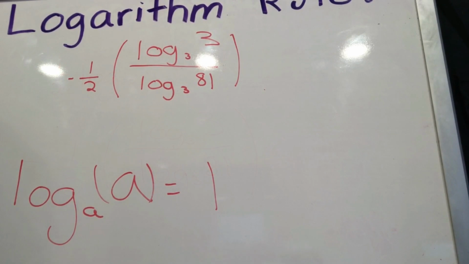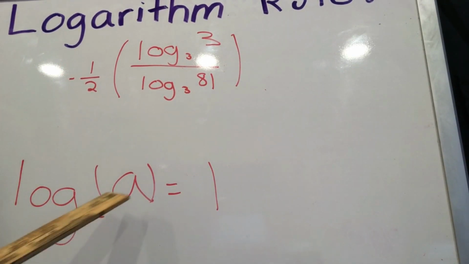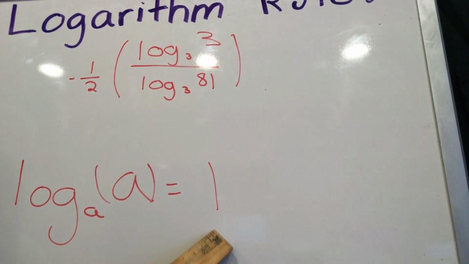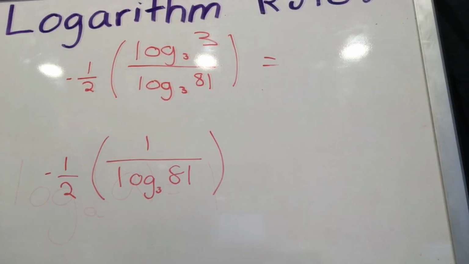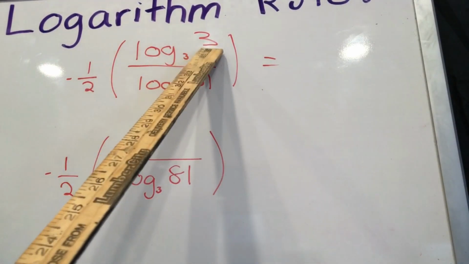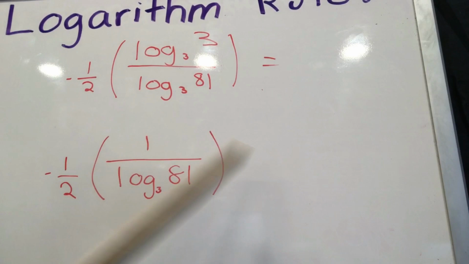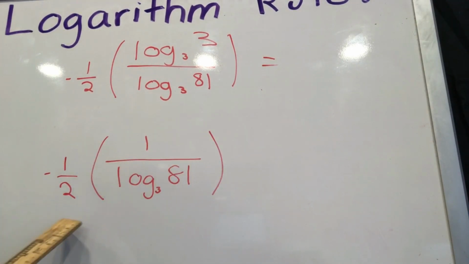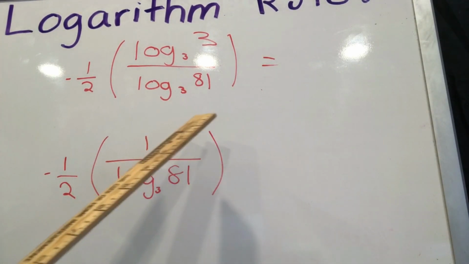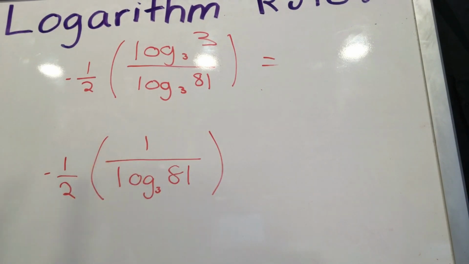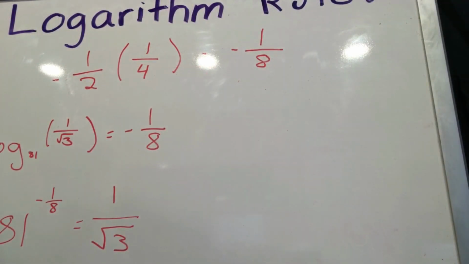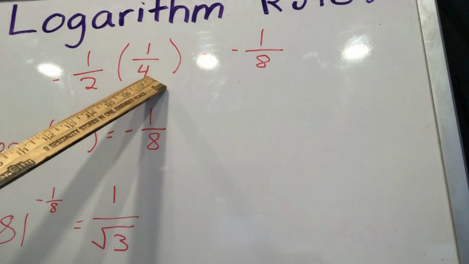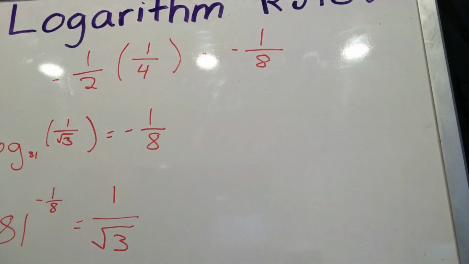Our next rule is that log base a of a equals 1. Thus, we can simplify log base 3 of 3 to 1 to get that the new expression is negative 1/2 times 1 over log base 3 of 81. Since we know that 3 to the 4th power equals 81, we know that log base 3 of 81 is 4.